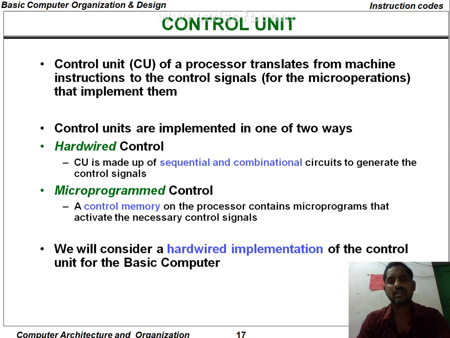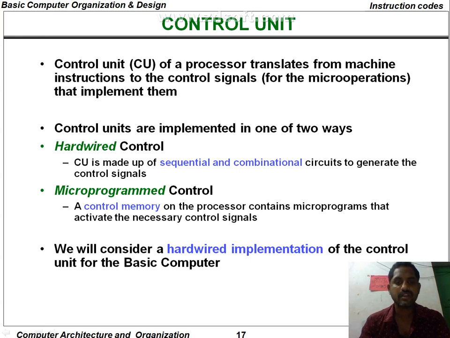The control units are implemented in two ways. The first one is the hardware control and the second one is the microprogram control. In hardware control, the control unit is made of sequential and combinational circuits to generate the control signals. In microprogram control, a control memory on the processor contains a microprogram that activates the necessary control signals.